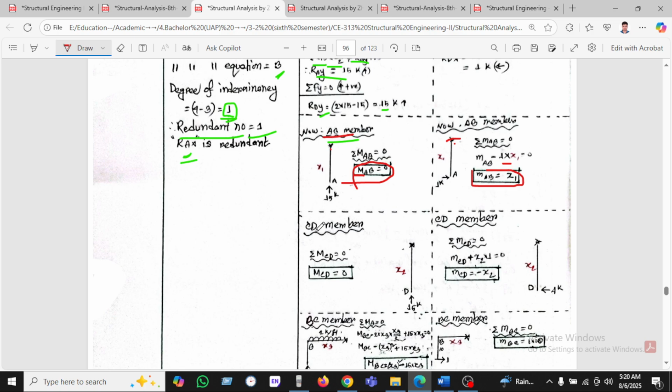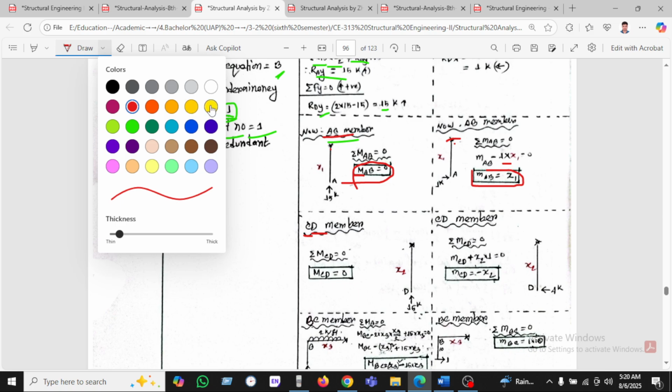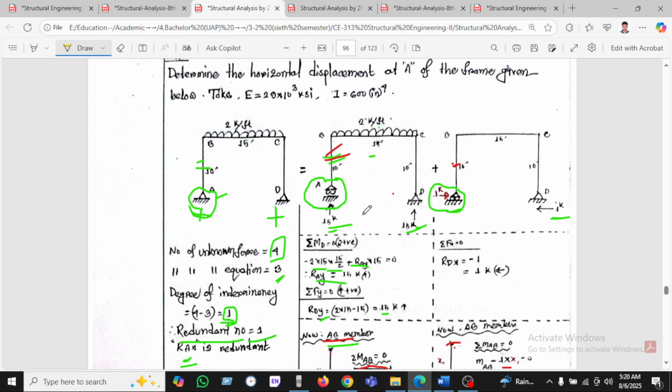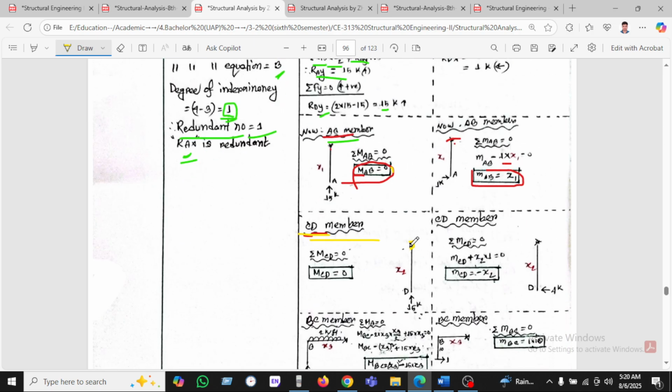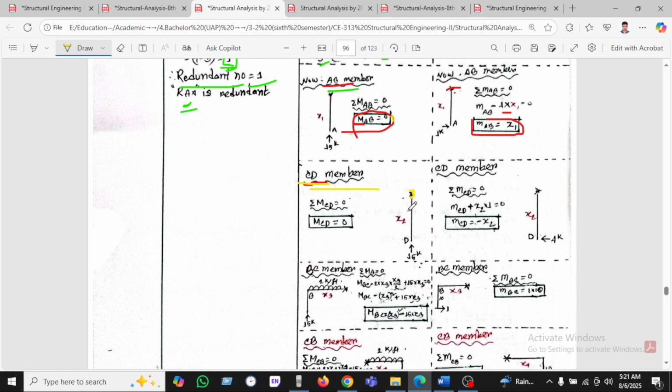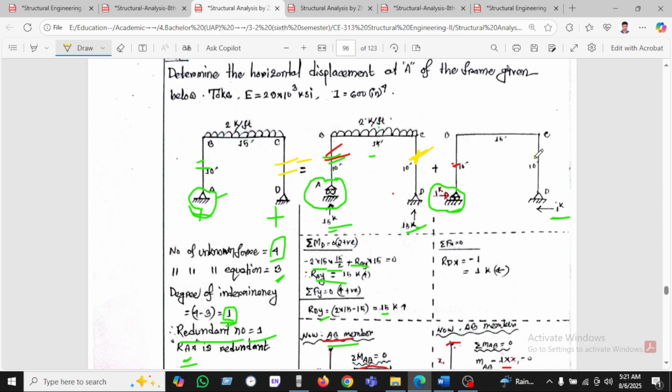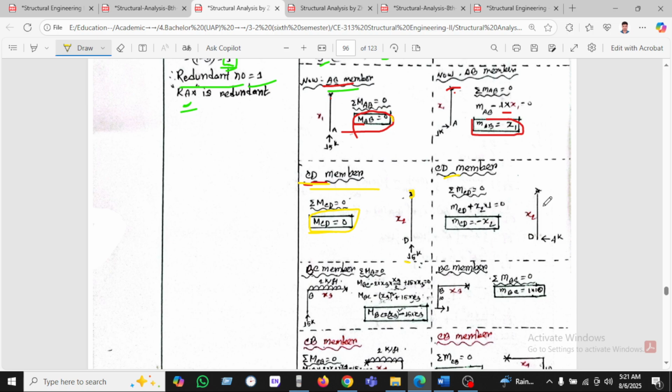Okay, the same for member CD. I'm just changing color. This is the CD member. We're cutting and taking the moment here, and the axial load is 0 as before. Taking the moment for CD here, with x2, MCD equals x2 into 1. So MCD equals x2.